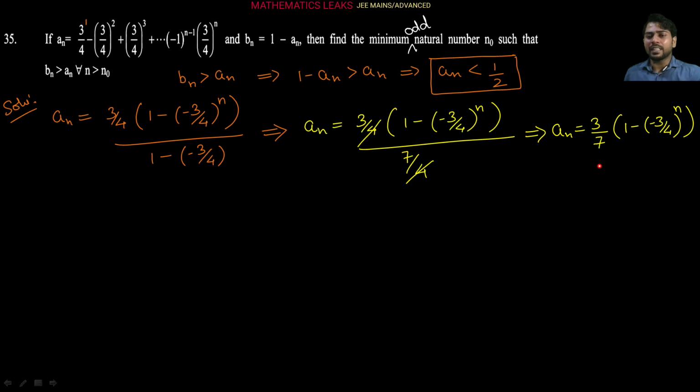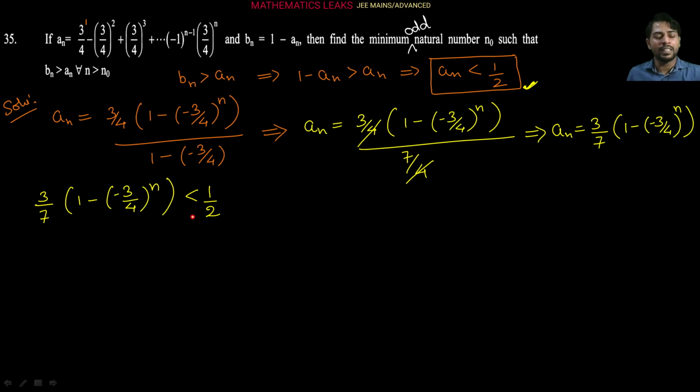Now from here you can see an is less than 1 by 2. An is what here? Less than 1 by 2 already we are getting from here, right? So an is less than 1 by 2 we are going to put here, means an is equivalent to this, so this given quantity must be less than 1 by 2. So we can say 3 by 7 times 1 minus of 3 by 4 to the power n must be less than 1 by 2, right?